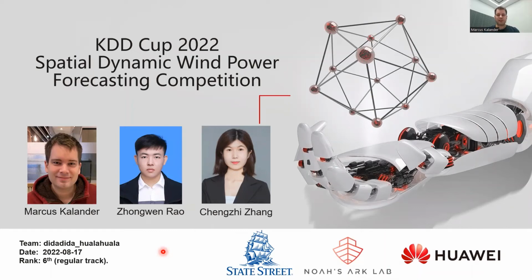Hello, everyone. My name is Marcus Kjellander from the Noah's Ark lab at Huawei. And on behalf of my team, which consists of myself, my colleague Rao Zhongwen, also at Noah's Ark lab, and Chang Zhengzhi at State Street Corporation, I will present our approach to the KDD Cup spatial dynamic wind power forecasting competition held by Baidu. In this competition, we participated using the team name Dida Dida Huala Huala, and we got rank 6 in the regular track.